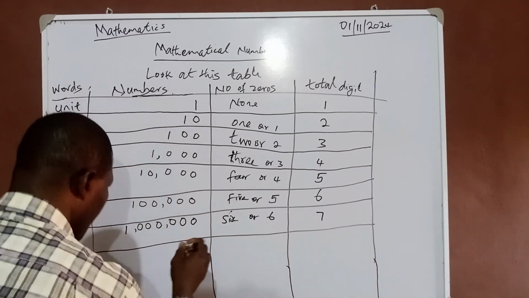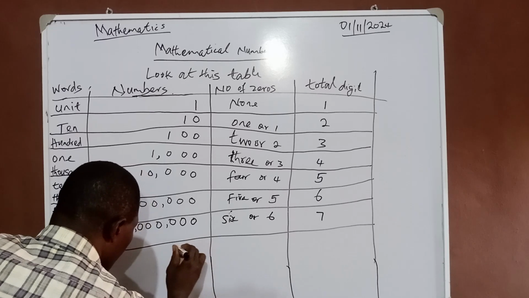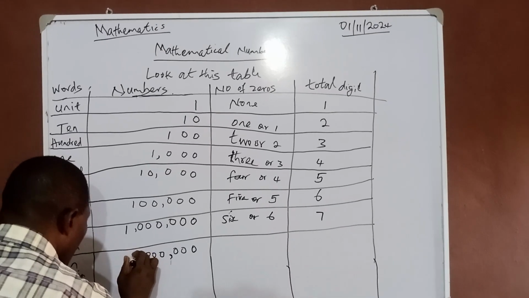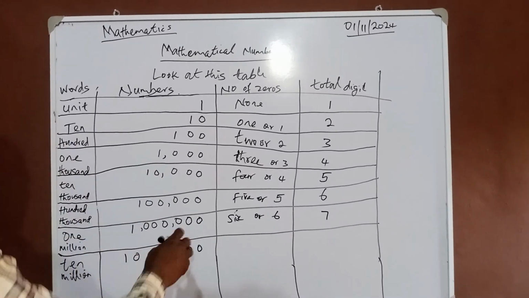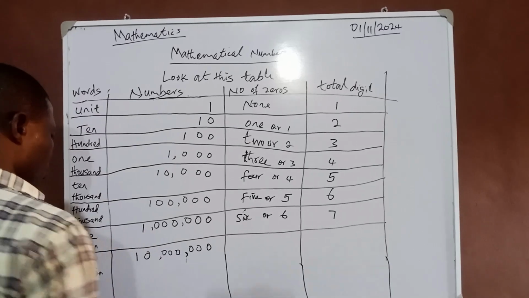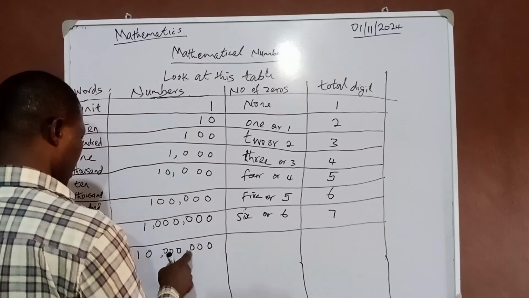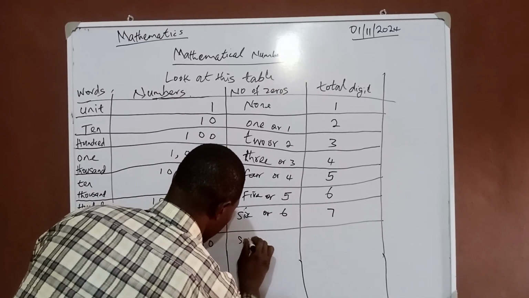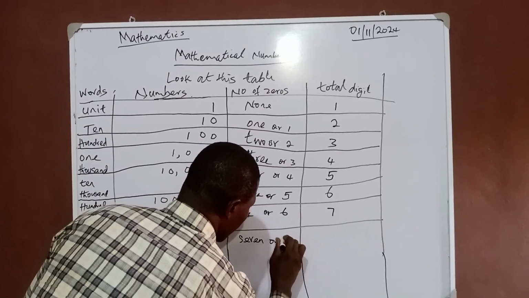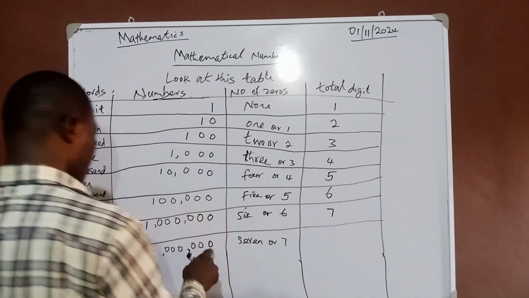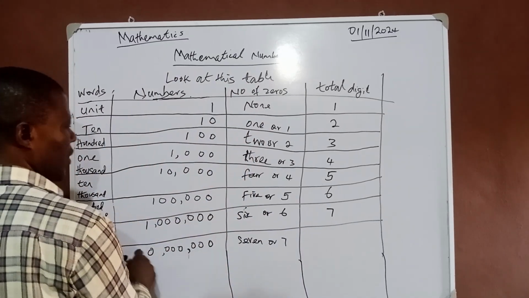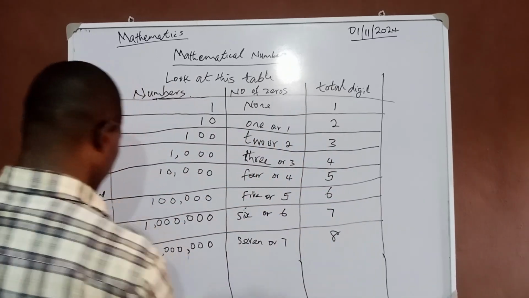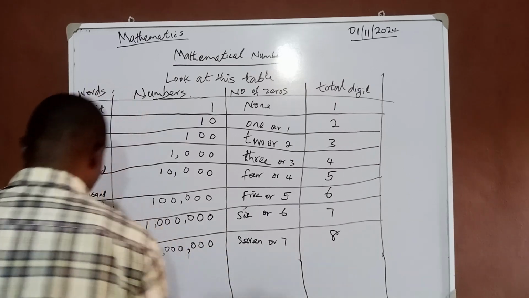How do you write the 10 million in figure? Write 1, 2, 3, put your comma. 1, 2, 3, put your comma. Then 10. This is 10 million. How many zeros do you have in this 10 million? 1, 2, 3, 4, 5, 6, 7. Write the 7 here. How many digits do you have here? 1, 2, 3, 4, 5, 6, 7, 8. This is 8 digits. After 10 million, as you add one more zero, it becomes what? 100 million.